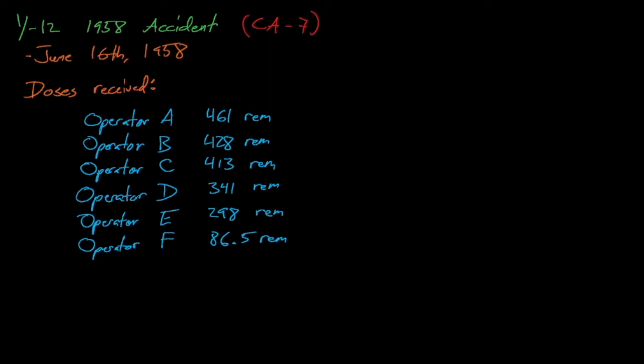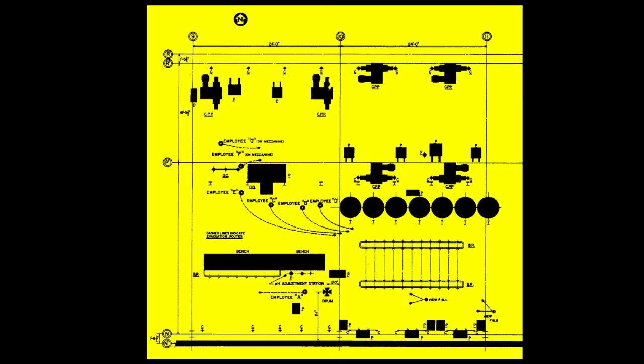Had Operator A not backed away from the drum right before the prompt supercritical excursion, or had the CAAS alarms not sounded and prompted the other workers to evacuate, then it's very likely that several of the operators would not have survived this accident. It is, however, worth noting that the evacuation path for this accident actually caused a significant increase in the dose received by operators B, C, D, and E.